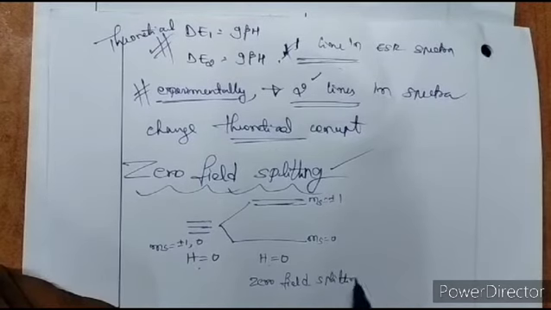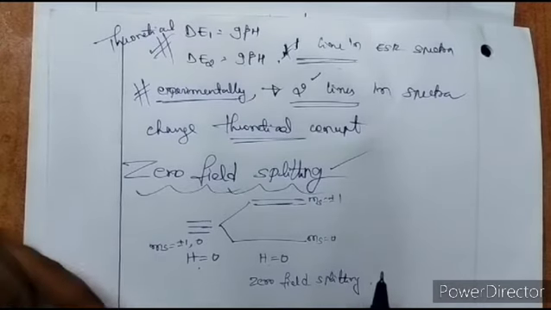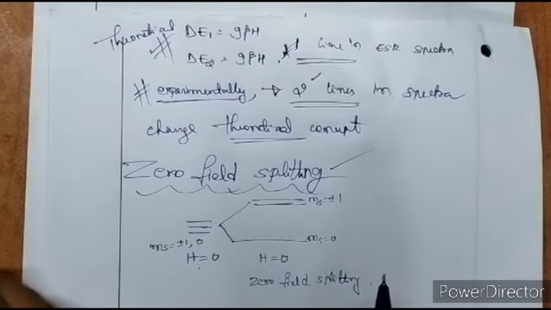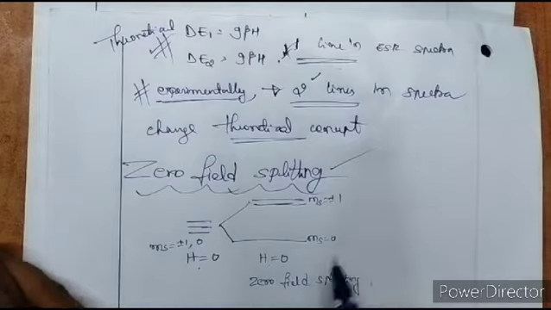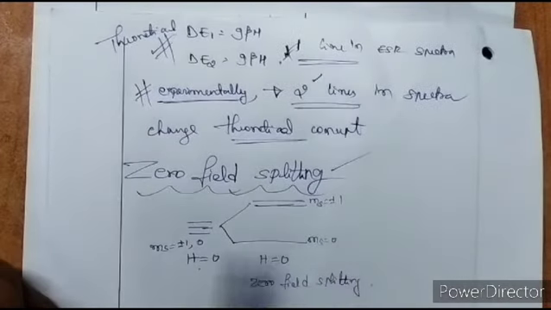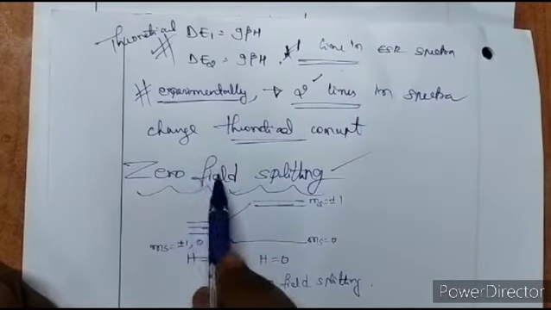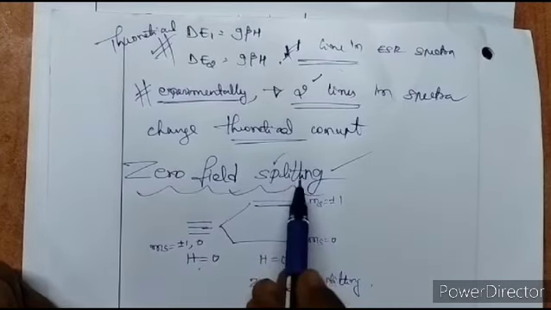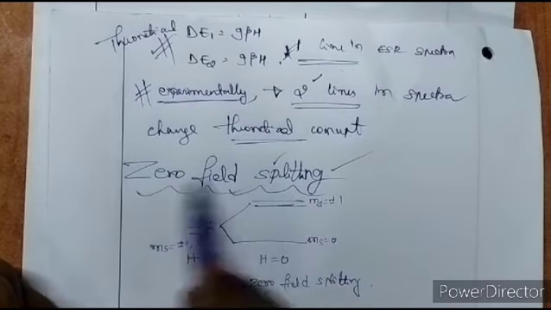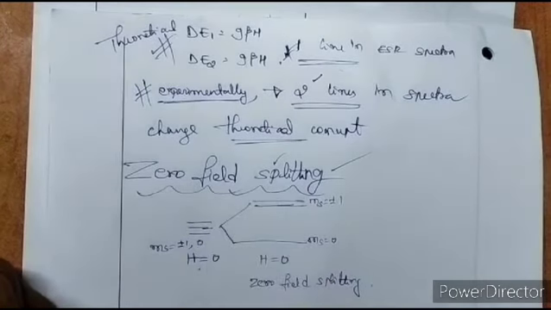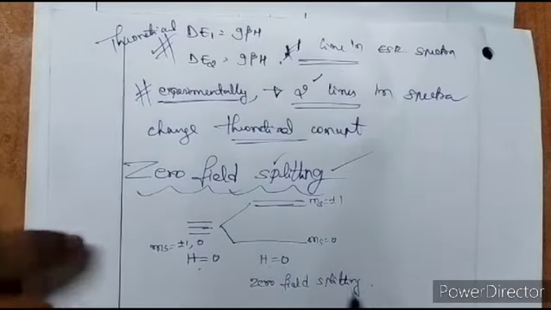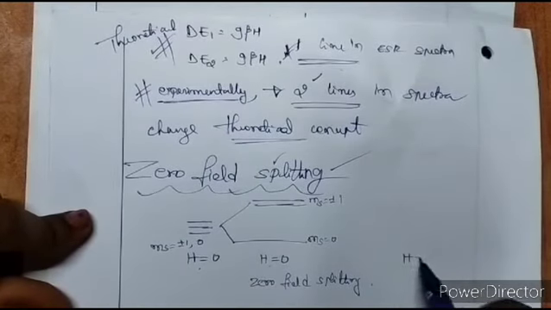What is zero field splitting? The splitting of ms level occurs even before an external magnetic field is applied. That is what we call zero field splitting. Zero field means no magnetic field is applied, but still there is a splitting of ms level, and that is why it is called zero field splitting. Now imagine you are applying a magnetic field now.